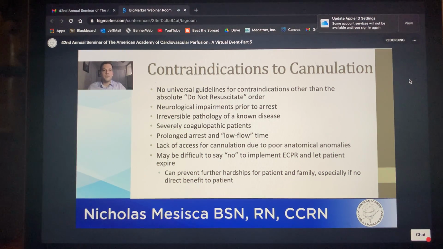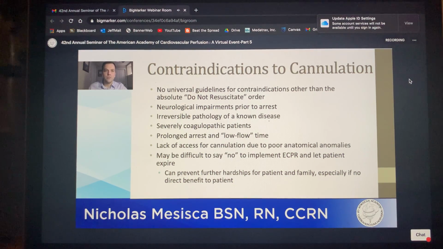Other immunocompromised patients or patients with disease processes that are irreversible, such as end-stage renal disease, severe metastatic cancer, severe CHF, etc., may also be reason enough not to cannulate, as these patients will most likely not survive the ECMO run. Another contraindication could be severely coagulopathic patients. They are prone to excessive bleeding, or on the opposite end of the spectrum, they'll be clotting off oxygenators and circuits frequently, requiring changeouts.